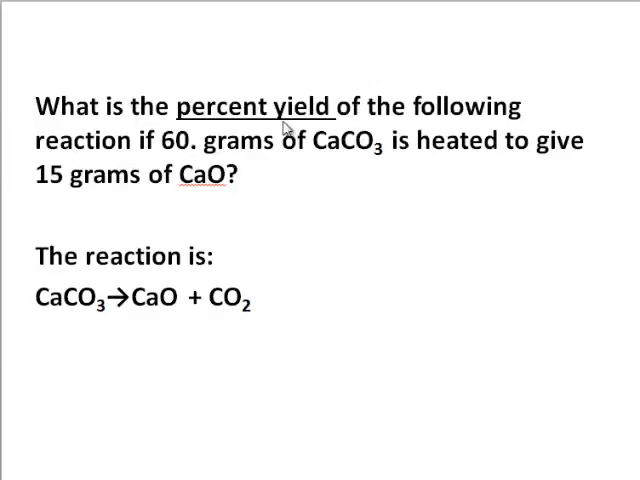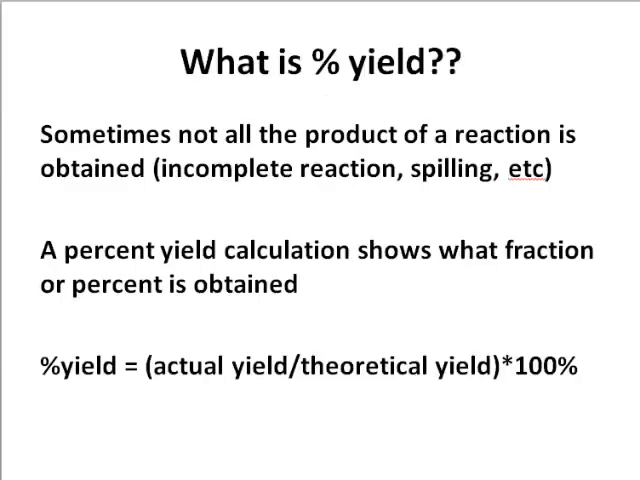Here's another question. What is the percent yield of the following reaction if 60 grams of calcium carbonate is heated to give 15 grams of calcium oxide? And the reaction is the decomposition of calcium carbonate, which actually happens or can happen upon heating. Alright, you know everything you need to do to solve this problem except the definition of percent yield. Right. So what is that?